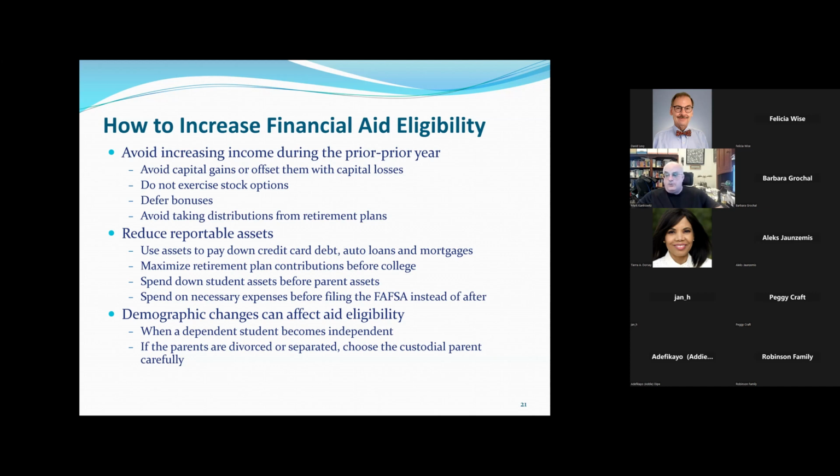Parent information is not required for independent students. Sometimes this will increase the student's financial aid eligibility. Sometimes it doesn't. It's counterintuitive, but it does happen in rare circumstances.